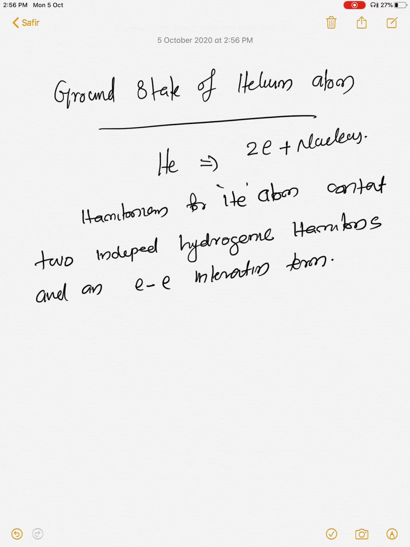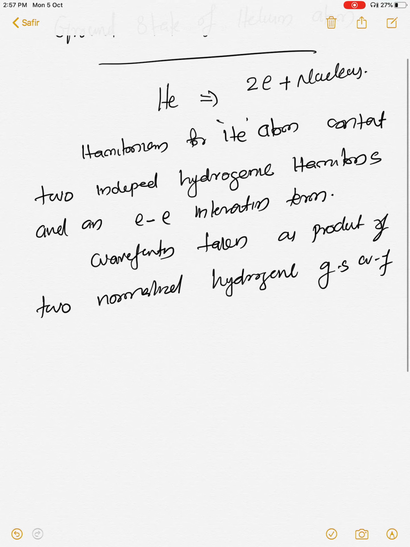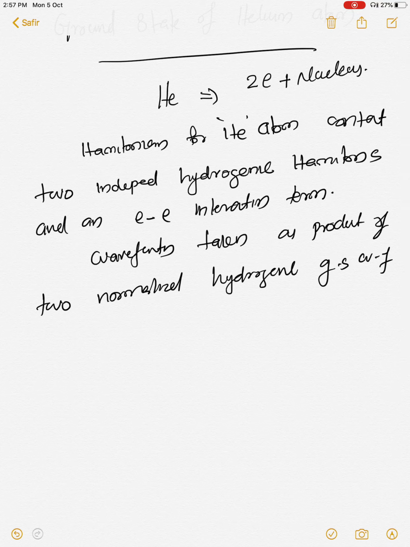And the wave function is taken as a product of 2 normalized hydrogenic ground states. Two hydrogenic ground state wave functions. Suppose 2 independent wave functions, we can multiply them together and we get the wave function for the helium atom.